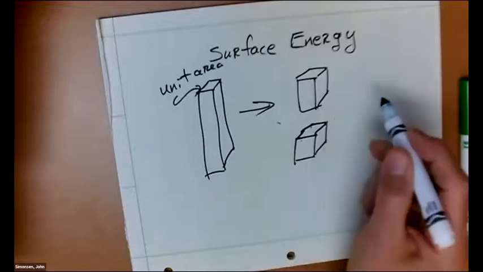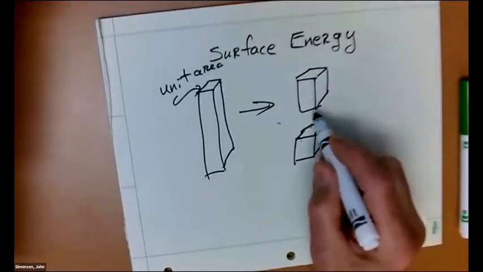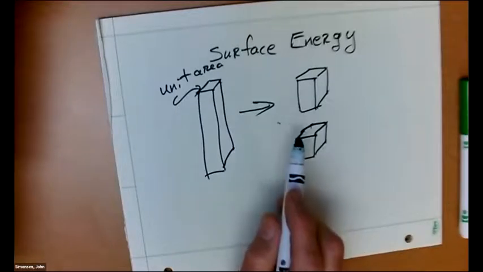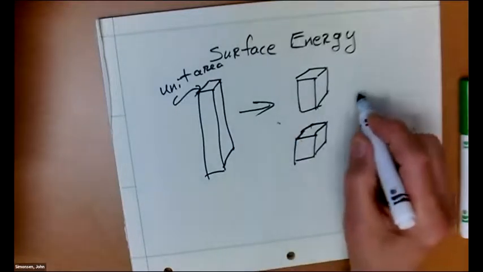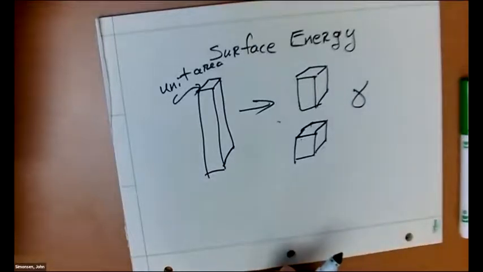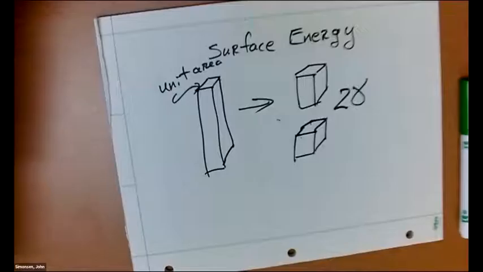That's correct. Very good. If this is a unit area, then you have two unit areas of surface here. And surface energy is almost always given the symbol gamma. Because we created two surfaces, you've created two gamma.